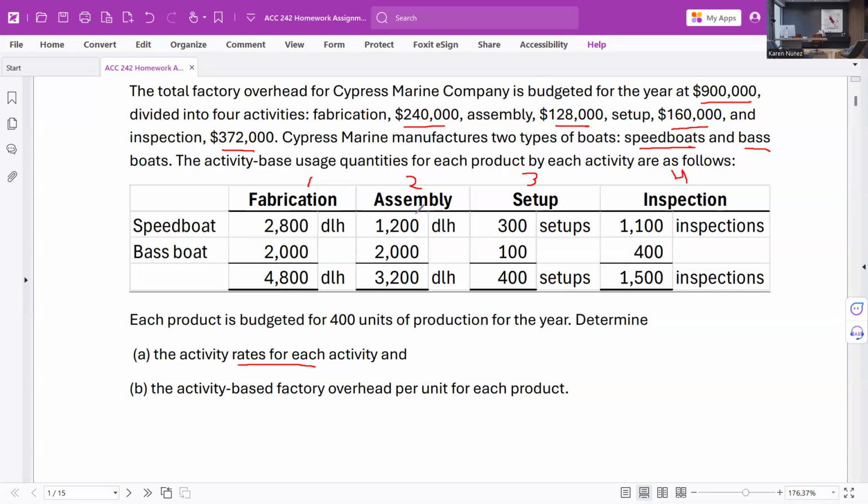We want to take the cost for assembly, $128,000, divided by 3,200 direct labor hours. We want to take the cost for setup, $160,000, divided by 400 setups. And finally, we want to take the cost for inspection, $372,000, divided by 1,500 inspections. That's how we're going to get our rates. So let's do that. Let's take the cost divided by the activity, and we'll get our rates.